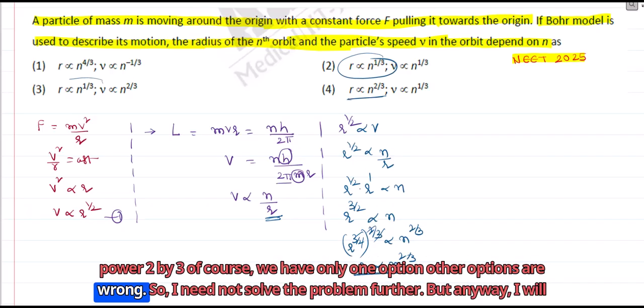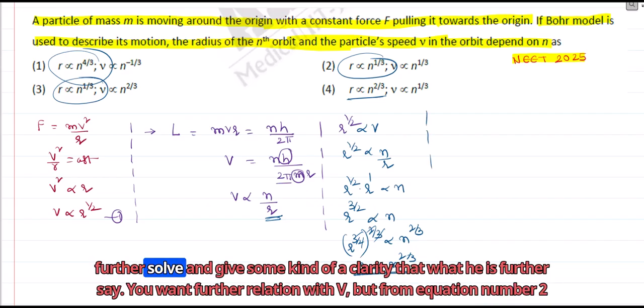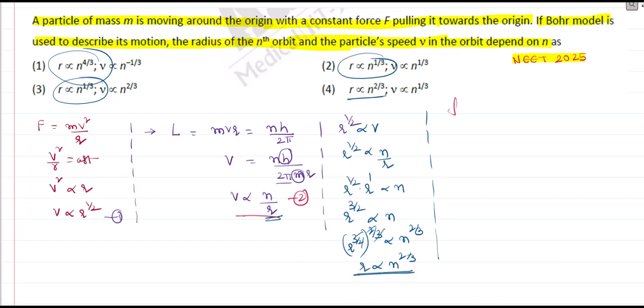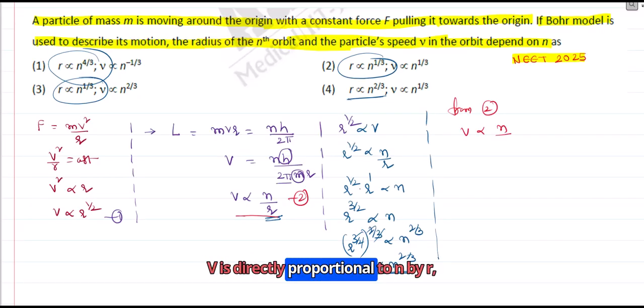Other options are wrong, so I need not solve the problem further. But anyway, I will solve further to give some clarity on what he is further saying. We want the further relation with v. From equation number 2, v is directly proportional to n by r.